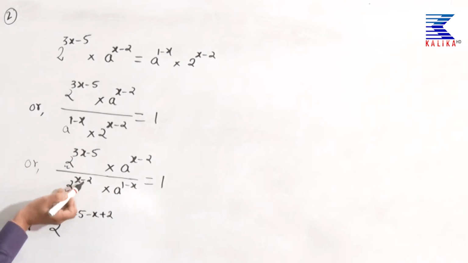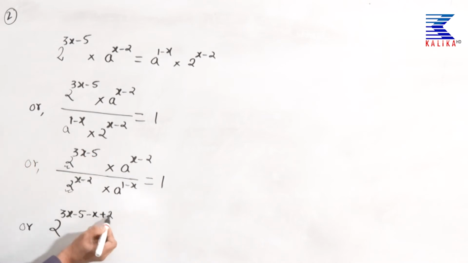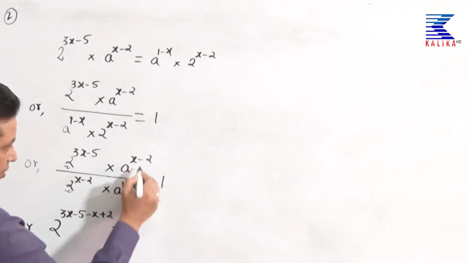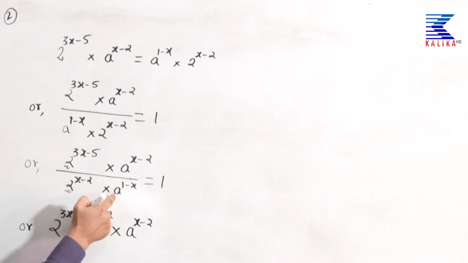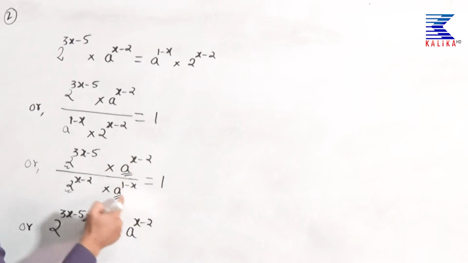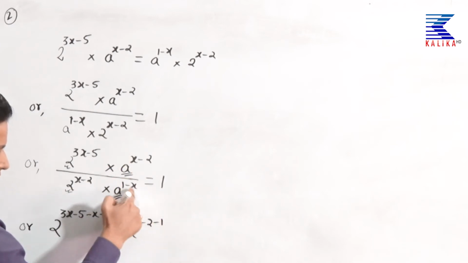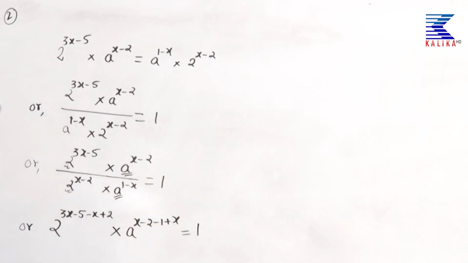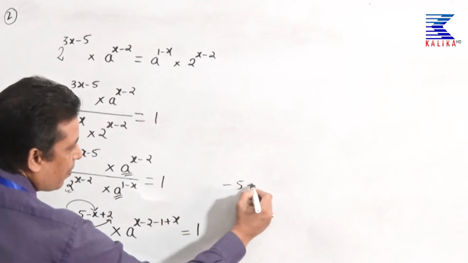So, x minus 2 goes up, it becomes minus x plus 2 times a to the power, what is this? x minus 2. Now, here also base is a, base is a. So, when this power goes up, this 1 becomes minus 1, this minus x becomes plus x. On the right hand side there is already 1, or 2, 3x minus x is 2x, minus 5 plus 2, minus 5 plus 2.